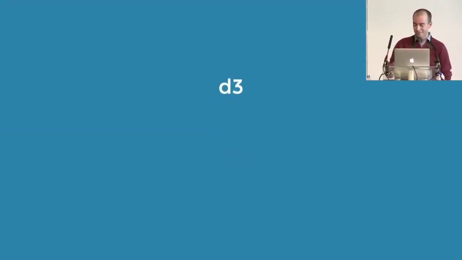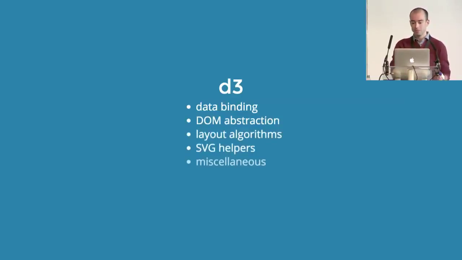So yeah, fundamentally D3 is built up of data binding, which is the bit I've yet to cover, DOM abstraction, layout algorithms, SVG helpers, and kind of misc. The key thing that's missing is there isn't a chart. There's no chart component in D3. So how do you kind of combine these things?